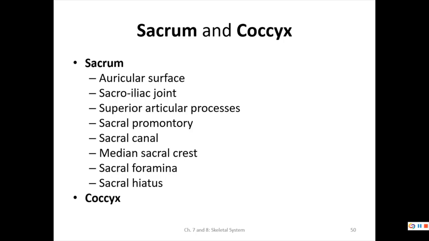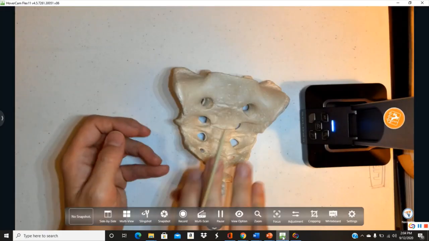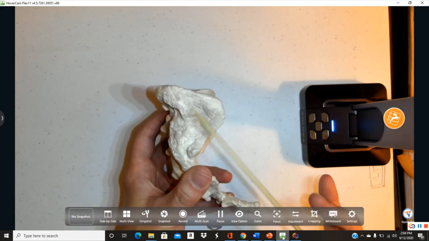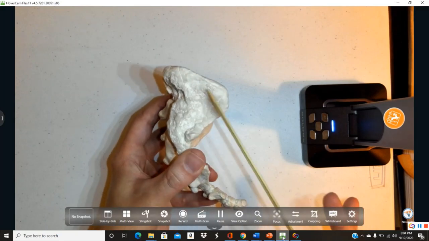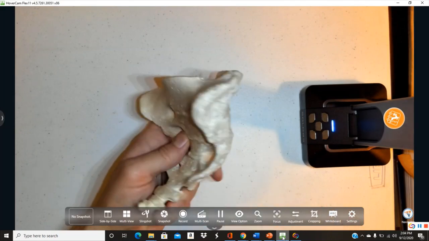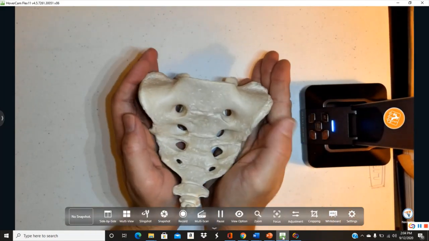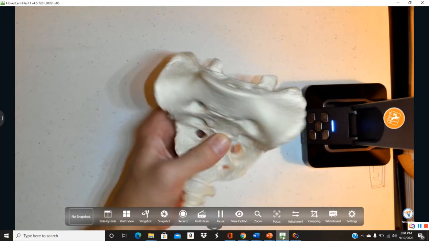And let's begin with the auricular surface. The auricular surfaces are found on the lateral sides of the sacrum. Here we're looking at one here. Notice how it looks like an ear, hence auricular surface here. And here, notice how they look like ears. These are going to be what attaches to the ilium, and this is going to form part of the sacroiliac joint, the auricular surfaces.